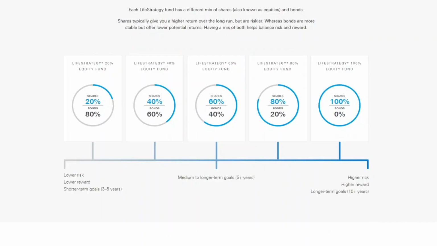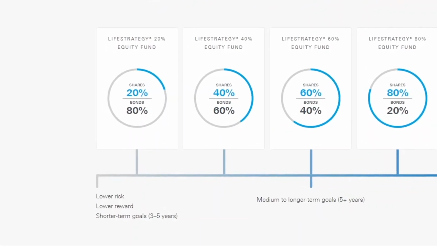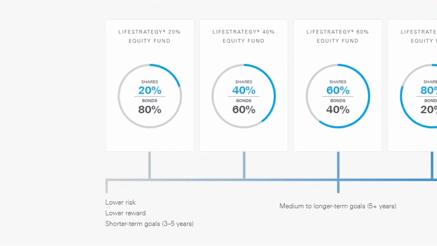If you're a cautious investor or have a short investment horizon, then perhaps you could consider investing in one of the funds that has more bonds, such as the LifeStrategy 20 and 40 funds. These funds will generally be less volatile, but you also have lower expected returns.